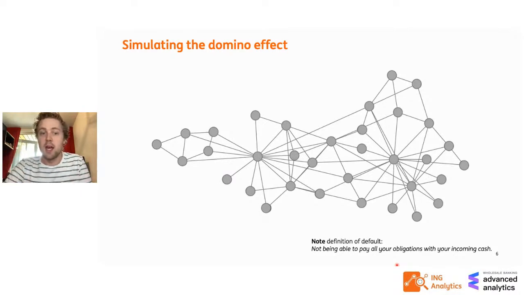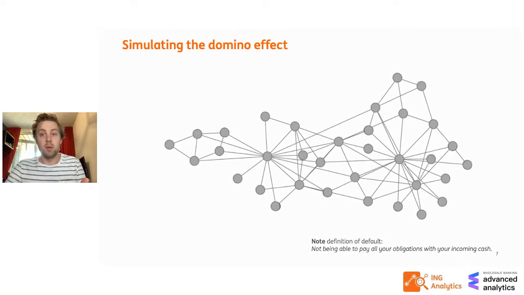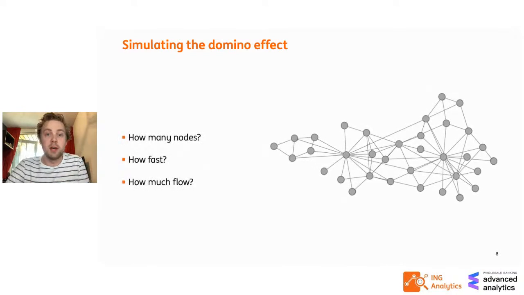And what I researched during my graduation project was how this effect cascades through the network. The questions are: how many nodes will default? How fast is this defaulting going? And how much flow of money is there still going on? And of course, what's the influence of the network structure in this whole effect?